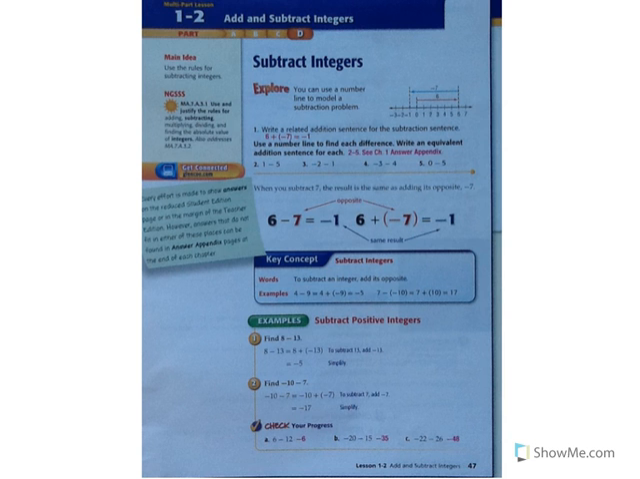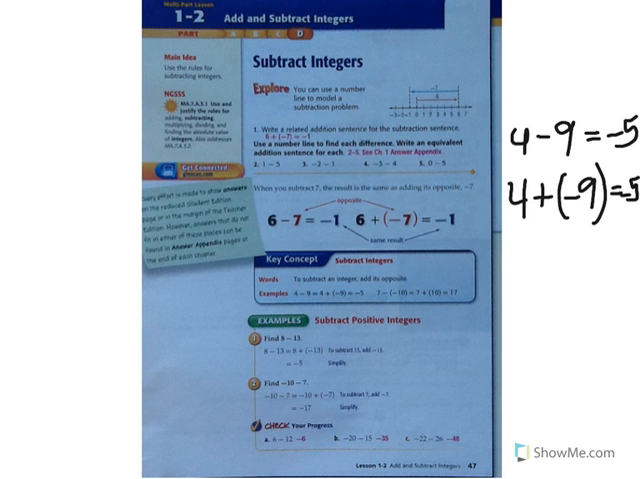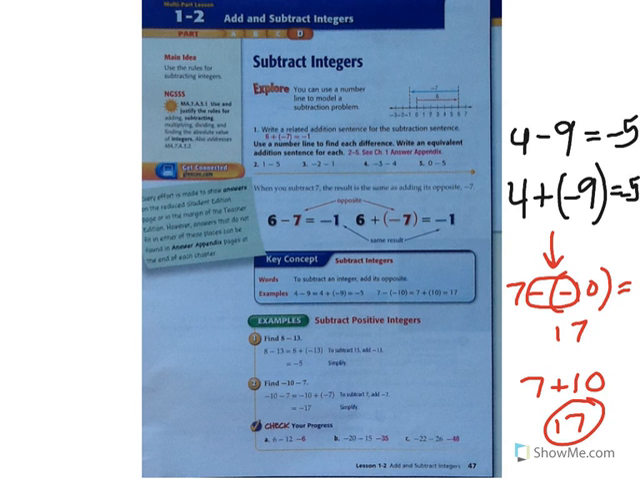Key concept, subtract integers. In words, to subtract an integer, add its opposite. Examples, 4 minus 9 equals -5, or 4 plus a -9 equals -5. Also, 7 minus -10 equals 17, or 7, what is this? Add plus, equals 17. So recognize the add plus.